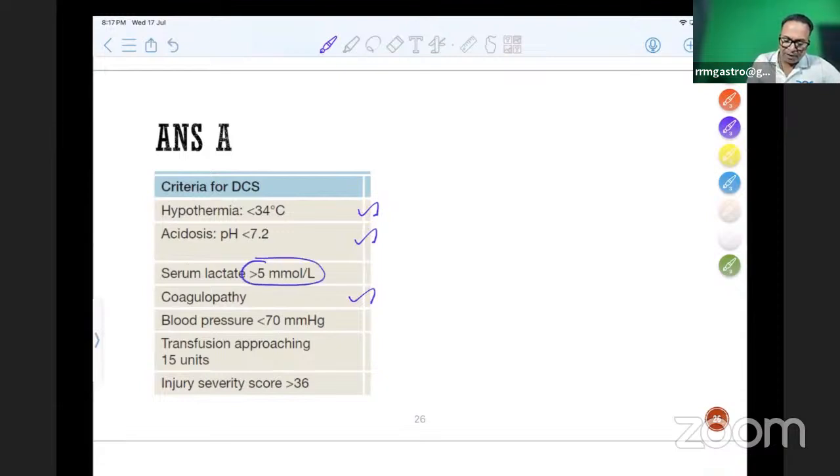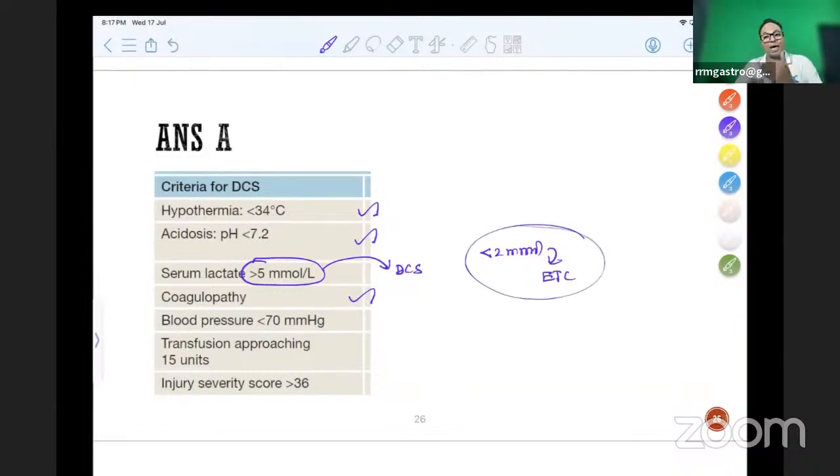Serum lactate level is a very important predictor. If it is more than 5 millimoles, damage control surgery is done. If it is less than 2 millimoles, early total care can be done. Opposite to damage control surgery, you can do a definitive surgery known as early total care for less than 2 millimoles, BP less than 70, transfusion 15 units, injury severity score more than 36. This is a classical question, a favorite national board question. Please don't forget damage control surgery.